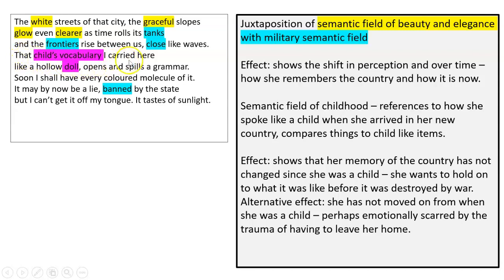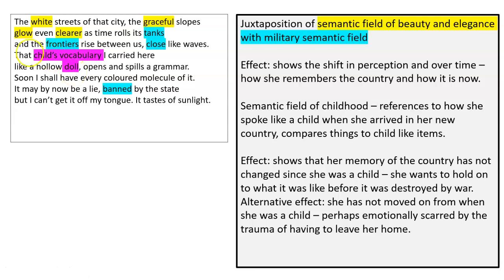That child's vocabulary I carried here. So this is where she is now. Like a hollow doll, opens and spills a grammar. And this is a really interesting metaphor here, and a simile, I suppose, because she did literally bring her child's vocabulary with her because she was a child, and she carried it like a hollow doll. Maybe because she felt empty, maybe because she was yet to be filled with culture and identity and memories and all of those things.